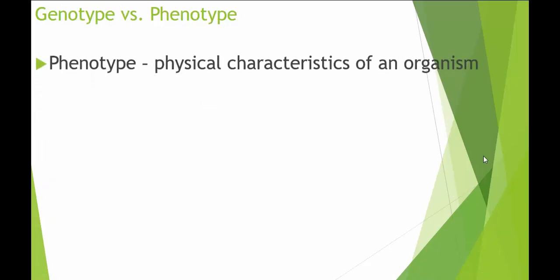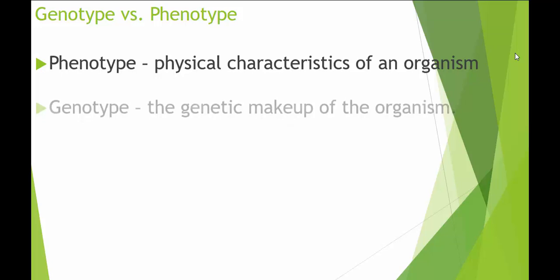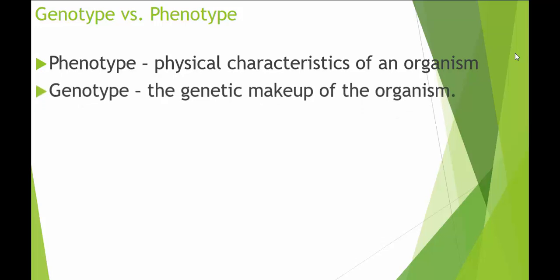Phenotype is the physical characteristics of an organism, meaning this is what it looks like. If you're talking about the phenotype of somebody and you're talking about their eye color, such as blue eyes, brown eyes, green eyes, hazel eyes, whatever their eye color is, that is the phenotype. It's what you can actually see. We also have genotype, which is the genetic makeup of the organism. Those are the traits that they are carrying. You cannot see what they are carrying. You can only see the phenotype.